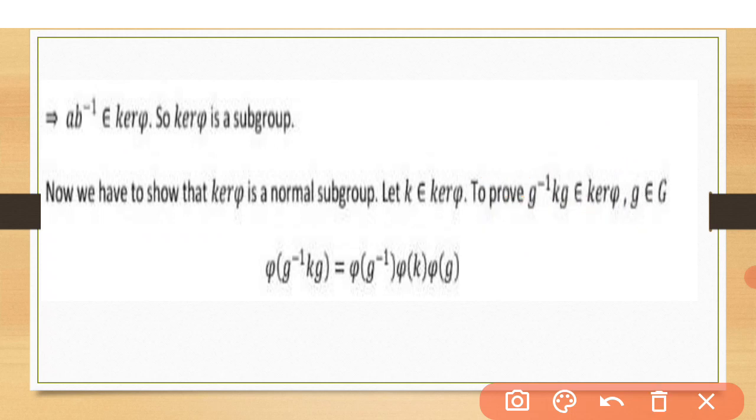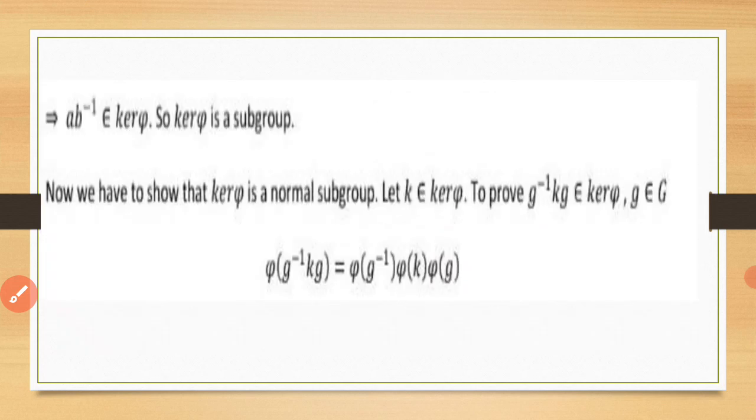So G belongs to G, we apply the mapping, the homomorphism. Phi of G inverse K G: because it is a homomorphism, we can apply phi on each separately. Phi of G inverse, phi of K and phi of G. So phi of G inverse, because G is from G, and phi of K will be equal to the identity element because K belongs to the kernel of phi.